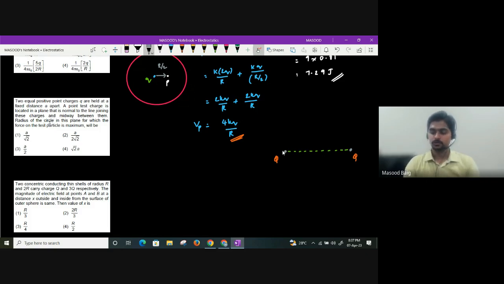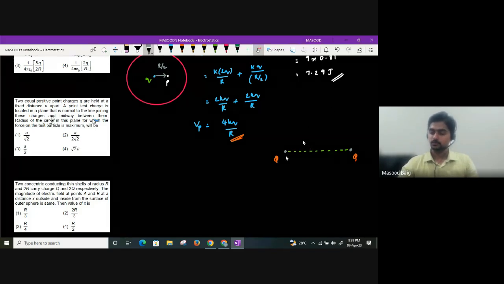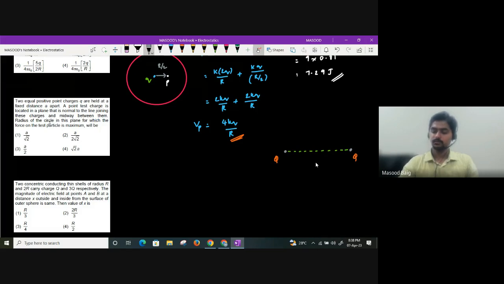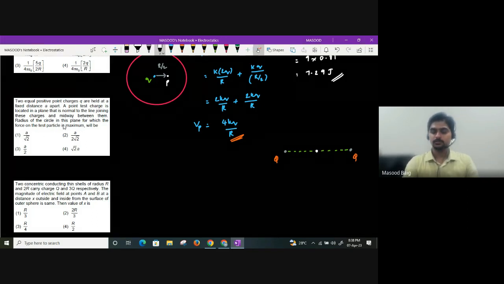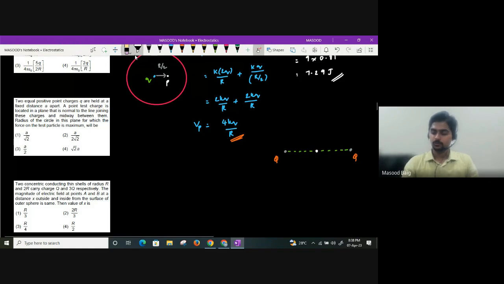And midway between them. So what will be the plane which is normal to this particular axis, the x-axis? Will it be the YZ plane? Yes, so it is placed in the YZ plane, something like this, guys. And it is midway between them. So they're asking what would be the radius of the circle in this plane for which the force on the test particle is maximum. I hope you have got the question, all of you.